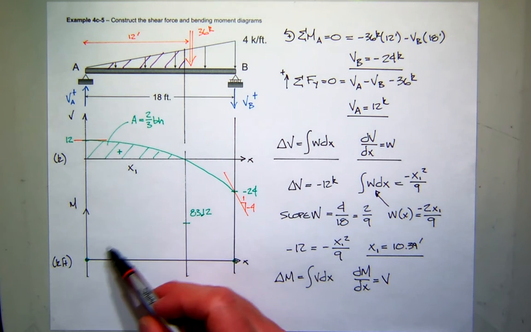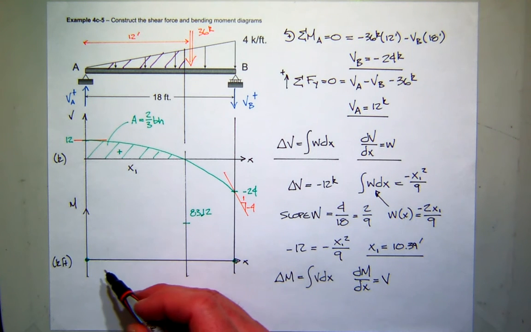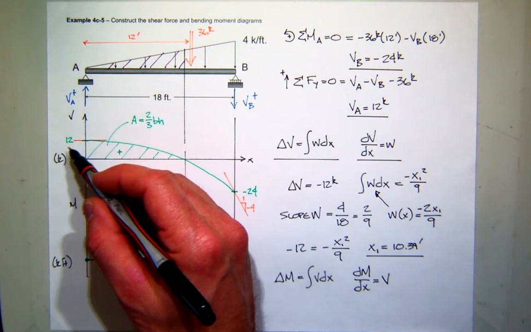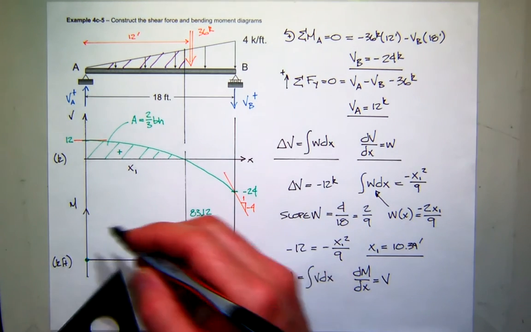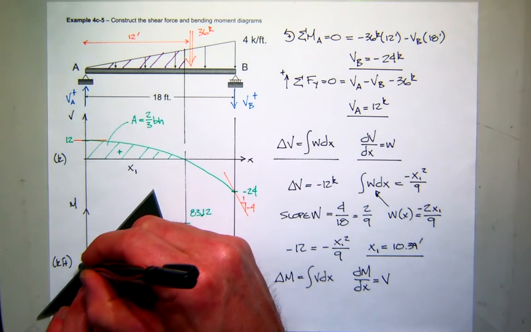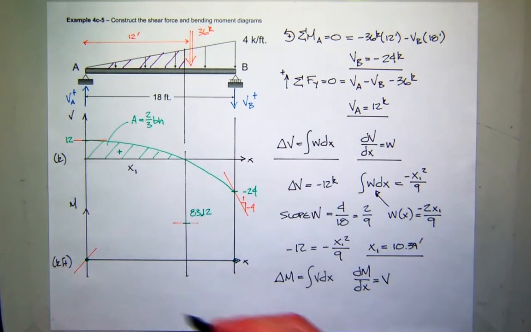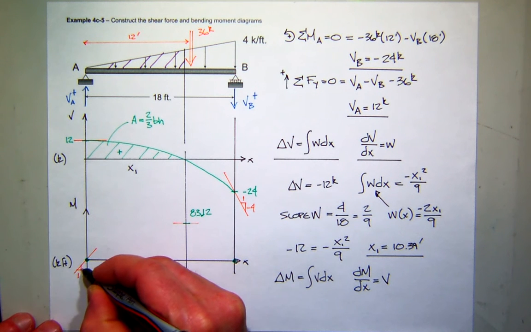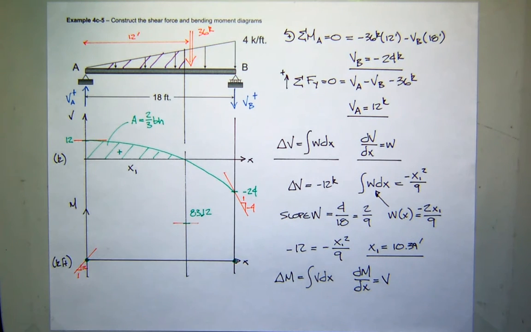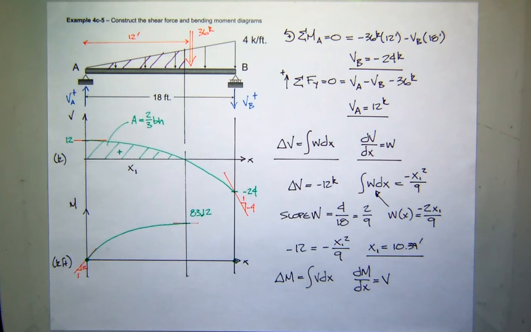What's the shape of the curve look like here? Well, it's given by the shear value, and the shear value starts off as a positive value and decreases to 0. So that means I would start off with a positive slope and decrease to 0. In fact, if you had to put a number on it, this slope would be 12 to 1. So I know that part of my curve is going to be shaped like that.